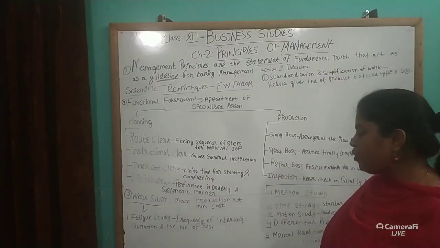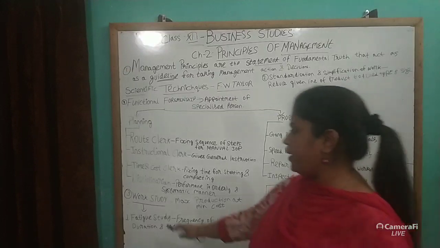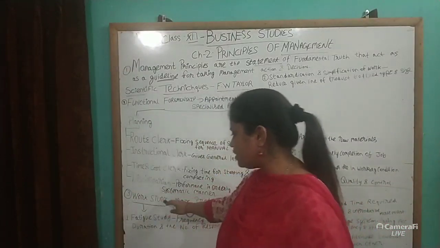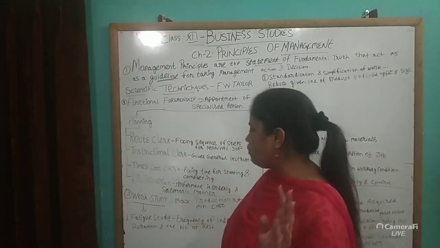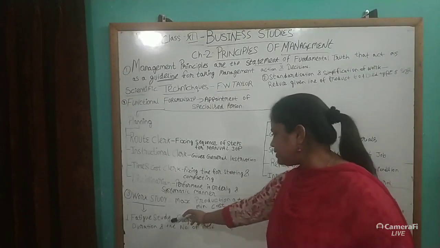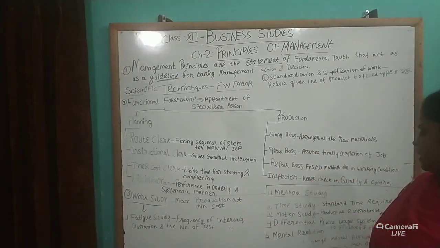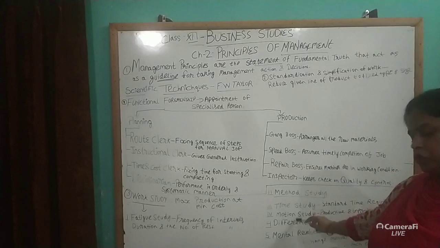So there are 4 points in work study. Point number 3, that is work study, consists of 4 points. What are the 4 points? Fatigue study, method study, time study and motion study.